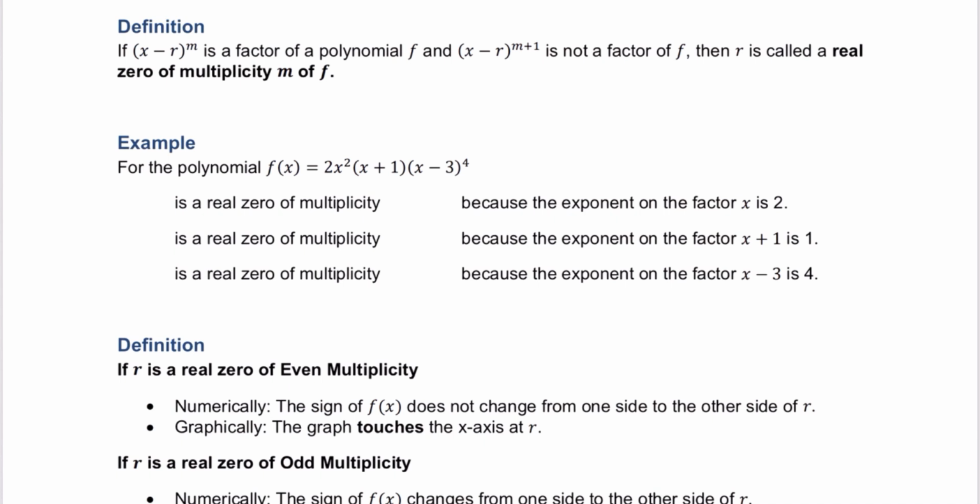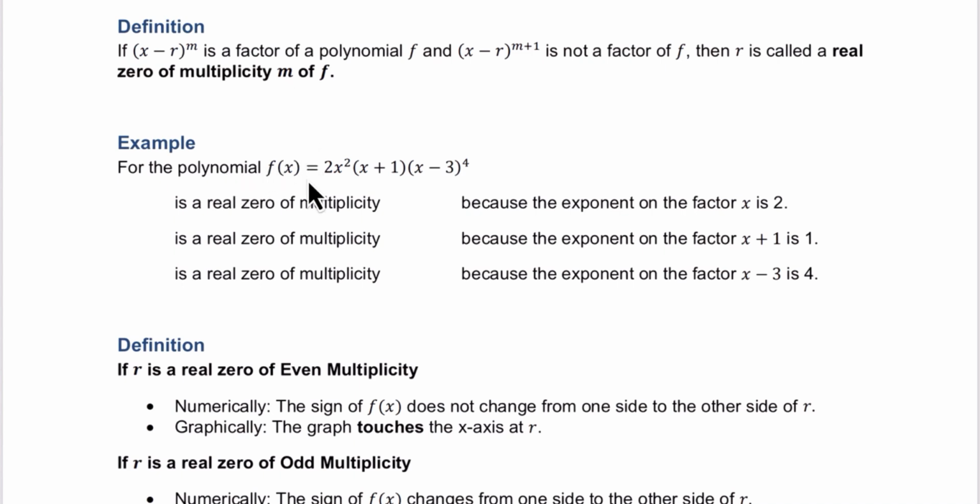If (x − r)^m is a factor of a polynomial f, and (x − r)^(m+1) is not a factor of f, then r is called a real zero of multiplicity m of f. That's kind of a mouthful. Let's look at the polynomial f here and identify what we need. It's not as bad as that might sound.